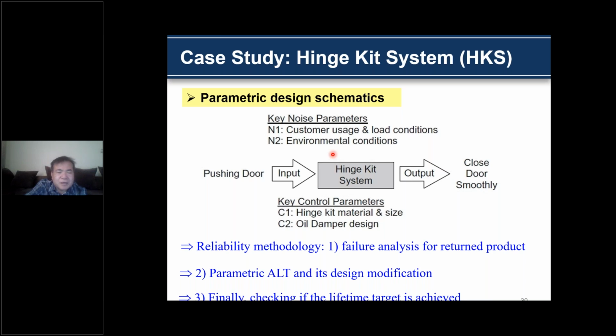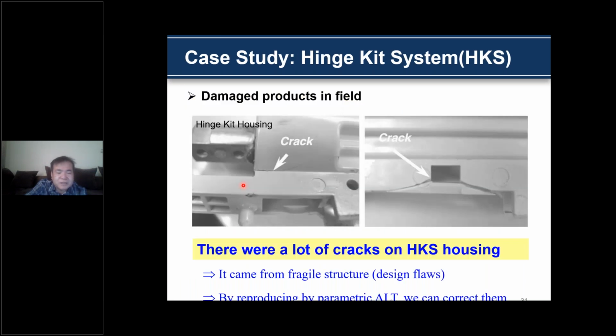This is a damaged product in field. There are a lot of the cracks on the hinge kit housing. It came from the fragile structure. By reproducing the filament alter, we can collect them.